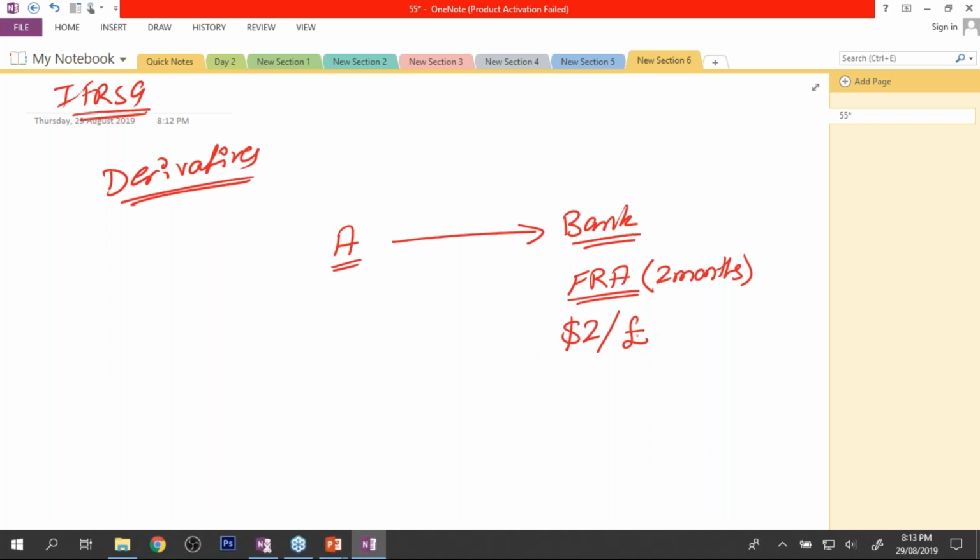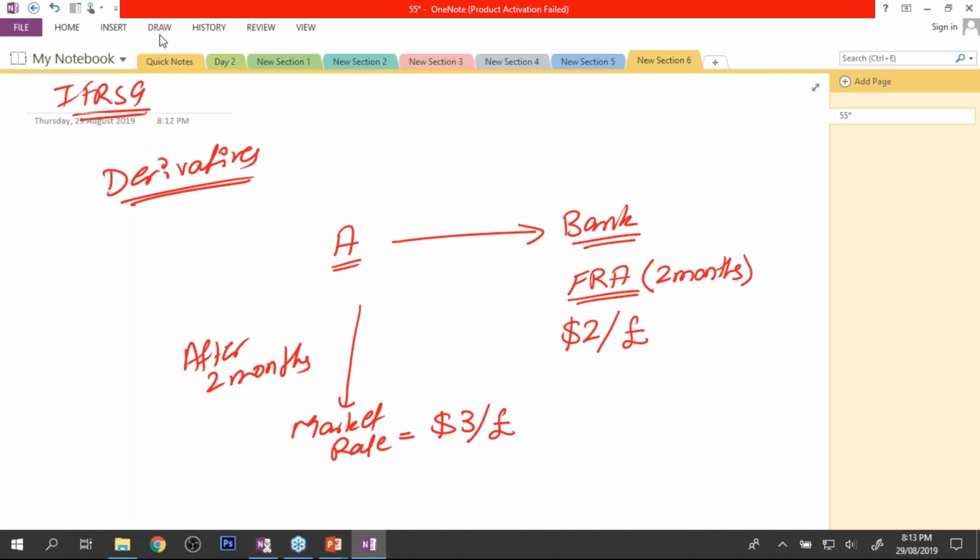Now what happens after 2 months? After 2 months, the market rate actually changes. And now in the market, the pound is $3 each. But according to my contract, I can purchase the pound for $2. So I'm going to the bank taking $2, and in return I will get £1. Agreed so far?